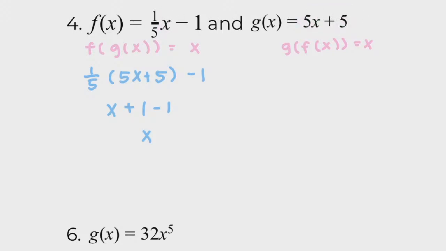And then for the next one, we want to replace the x in g of x with 5x minus 1. So that would be 5 times 1/5 x minus 1 plus 5, and then distribute the 5, so we get x minus 5 plus 5, which is x.